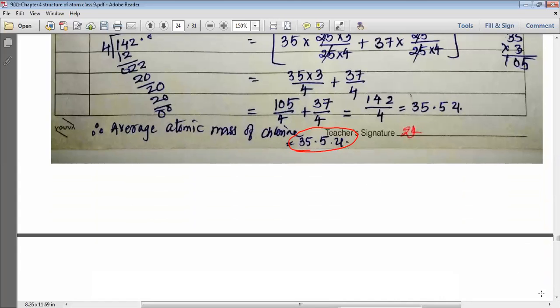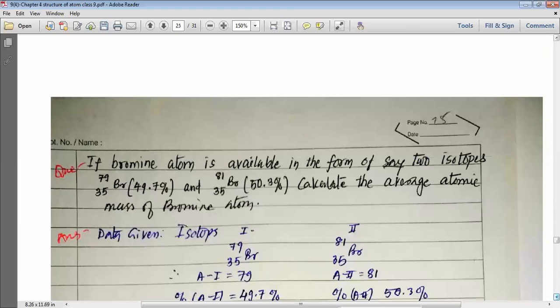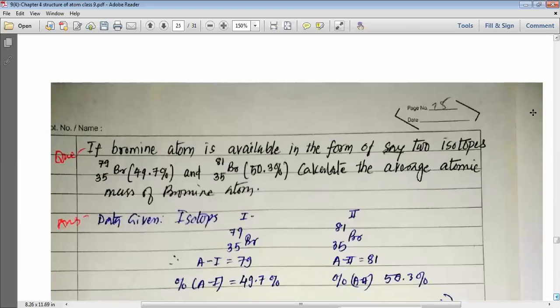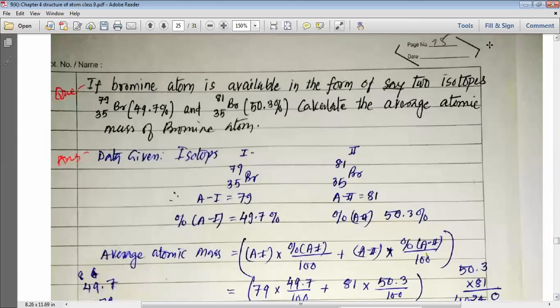Sometimes you may be asked why the atomic mass of chlorine is a fraction, that is, 35.5. It is because chlorine exists in two isotopes which have different atomic masses. So we calculate the average atomic mass, and as we calculate it for chlorine, we get 35.5, which is a fraction. Now, my dear students, we are going to solve a new problem.